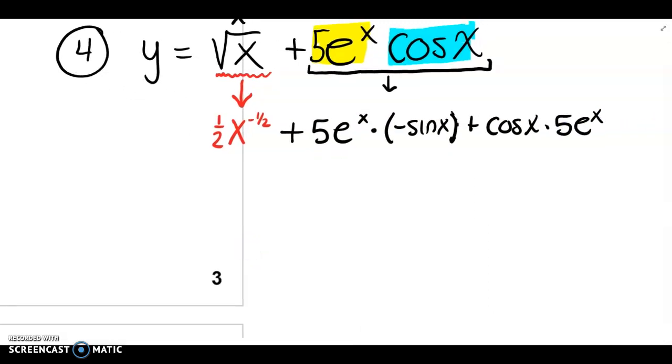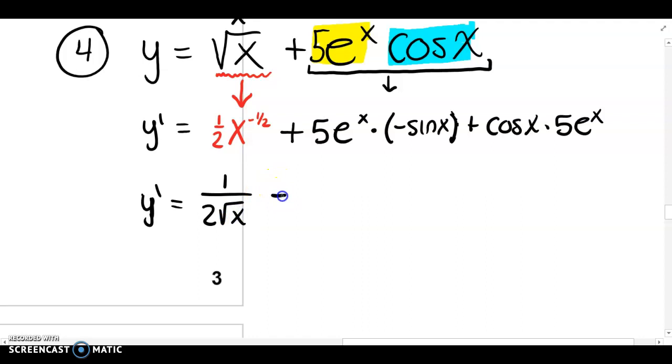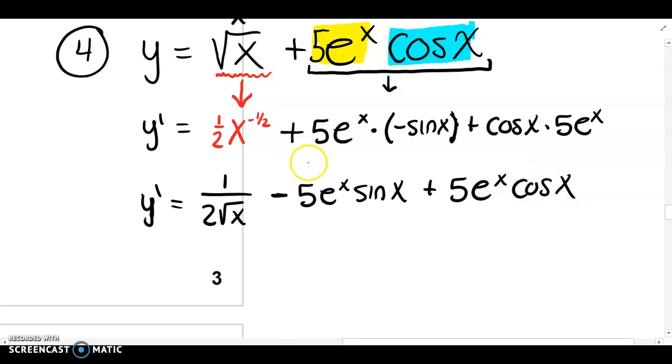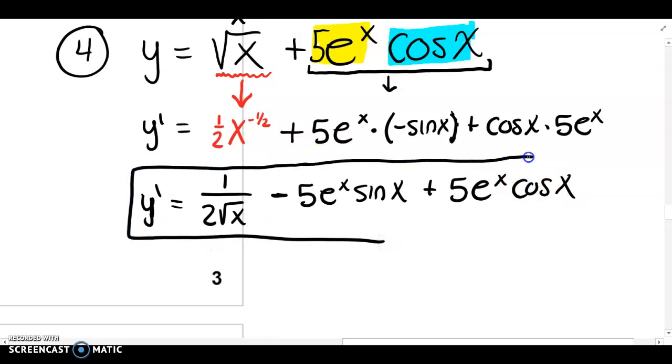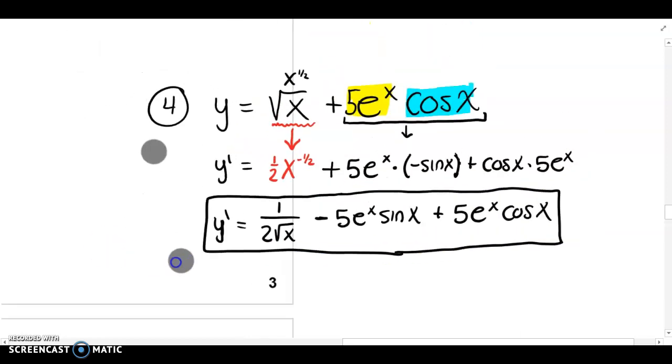So in terms of simplifying this answer, first off, make sure you write y prime in front here. When I write this final answer, I can now write this as 1 over 2 square root of x. I would then go minus 5e to the x sine x plus 5e to the x cosine x. Once again, as I mentioned before, there's not really anything we can do to simplify this. There's no identity or anything like that that's going to make this simpler. So for this sake, I'm just going to leave it like this.